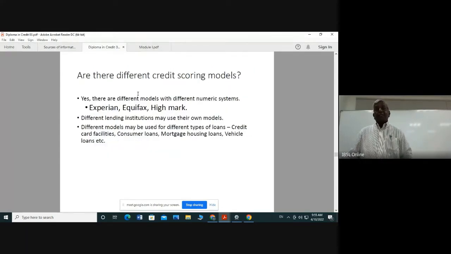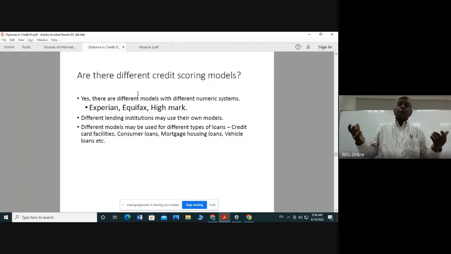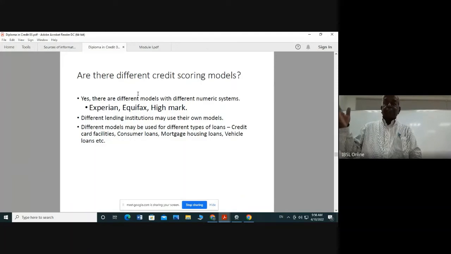There are different scoring models. First, of course, FICO developed the model, but later other companies also developed them. Yes, there are different models with different numeric systems. Experian is one, Equifax is another company, Highmark is another. They have also developed credit scoring models. Different lending institutions may use their own model. Even a lending institution may develop its own model. Different models may be used for different types of loans, such as credit card facilities, consumer loans, mortgage housing loans, and vehicle loans. There may be a different credit scoring system for different types of loans.